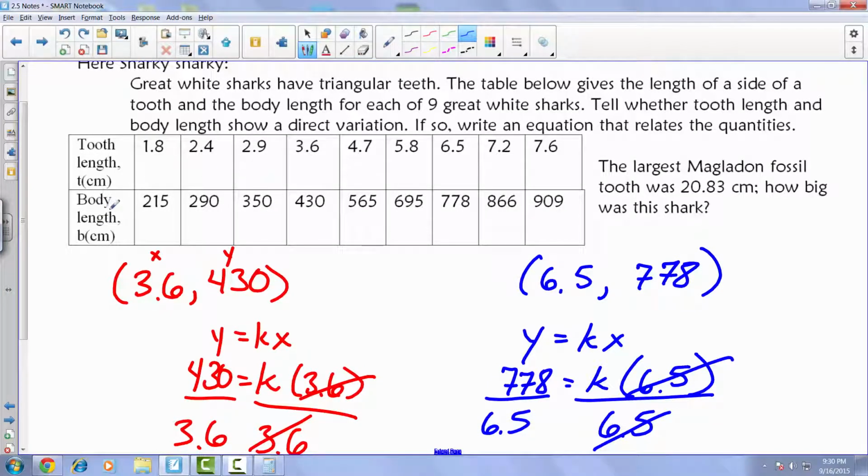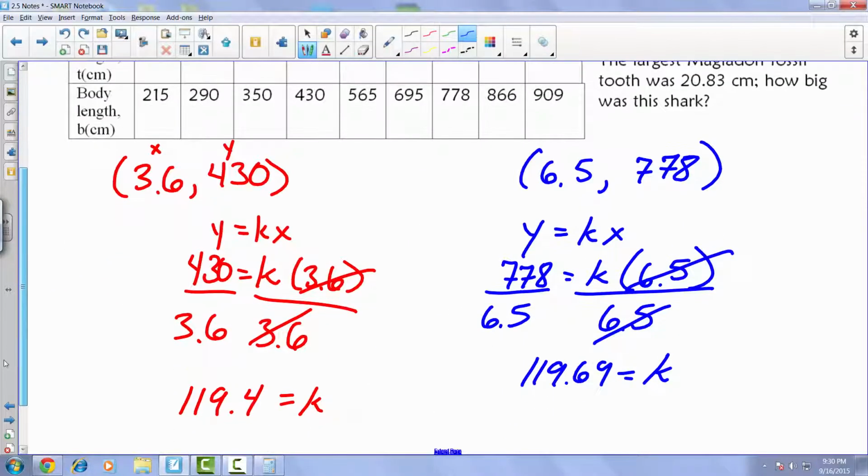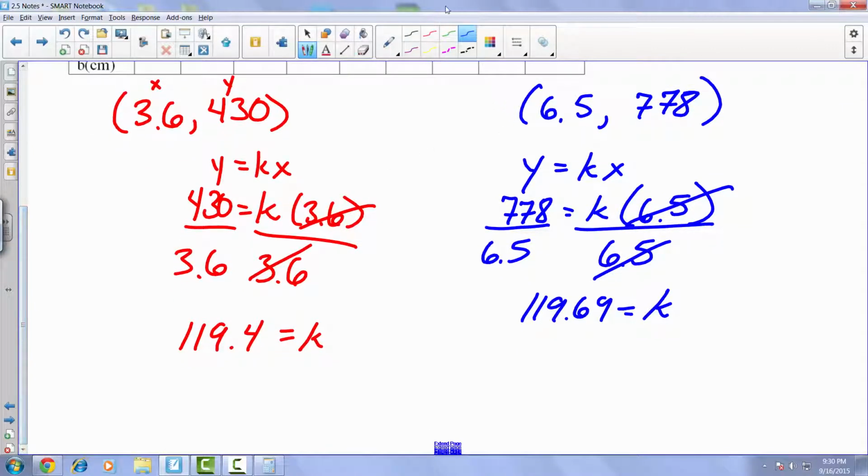Now, the biggest thing as I was watching Shark Week was that they found a fossil of a Megalodon tooth, and it was 20.83 centimeters. If you're not familiar with the Megalodon, it's the biggest shark ever known to have existed, and we can only determine its size based off of its teeth. That's really where direct variation starts to flourish. So again, using our k value, we don't know how big the shark is, so that's y, but we can use our k value.